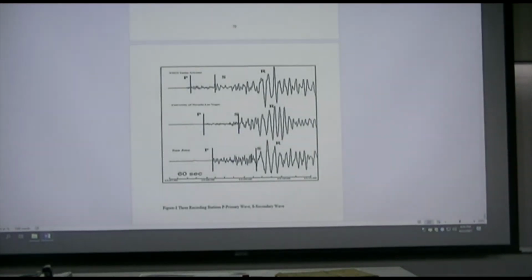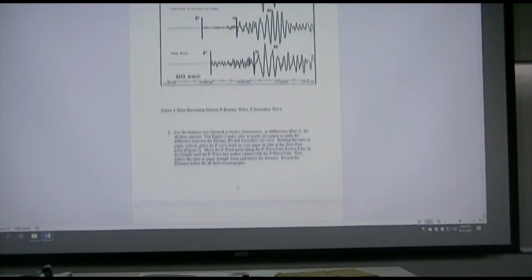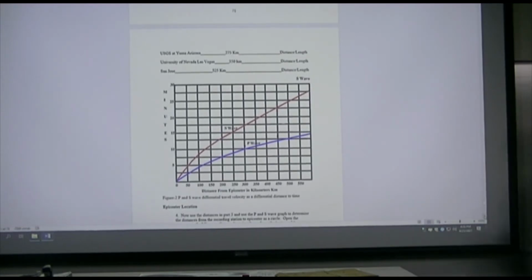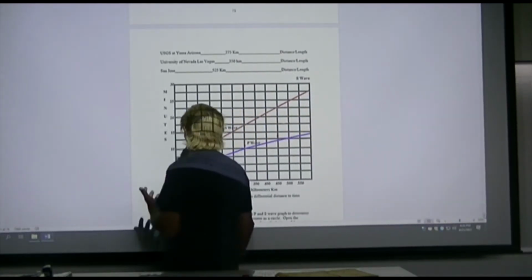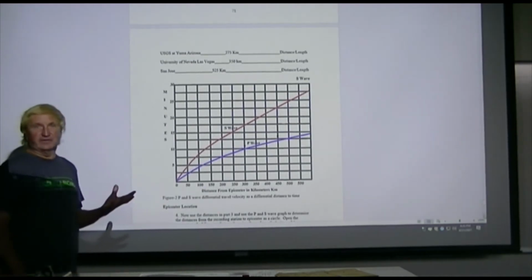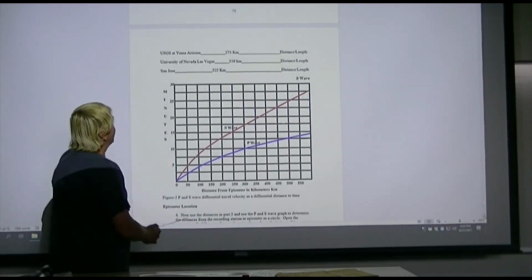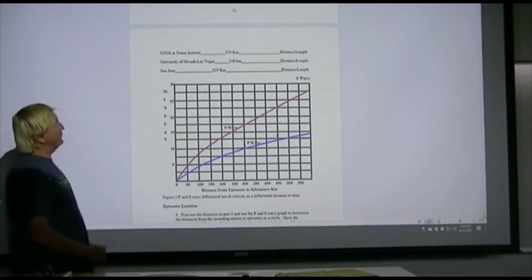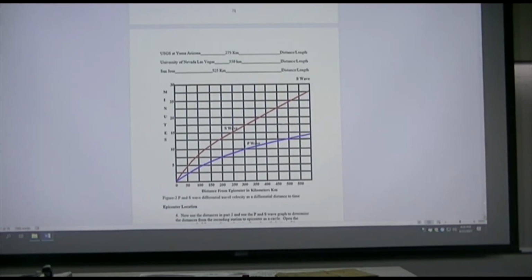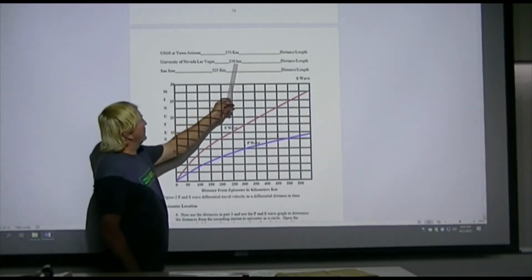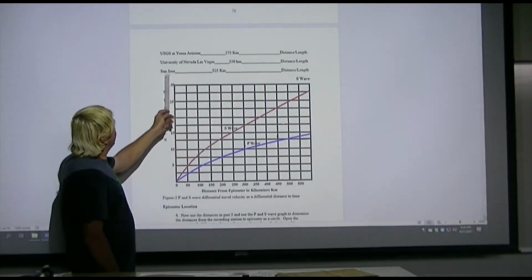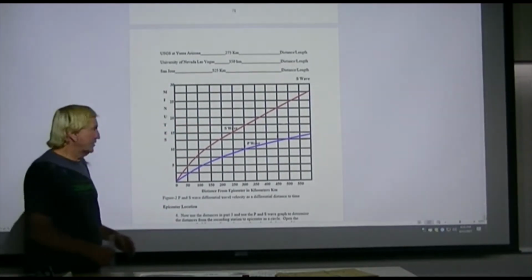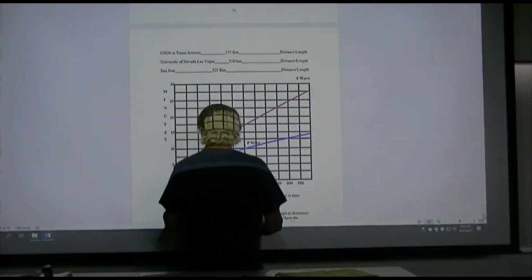So going down, we're then going to figure out how far each seismograph is away from the epicenter of the earthquake. I've put these numbers in: USGS at Yuma is 275 kilometers away from the earthquake, University of Nevada, Las Vegas is 350 kilometers, and San Jose is 525 kilometers. How did I get those numbers? I simply took the differential and the distances.